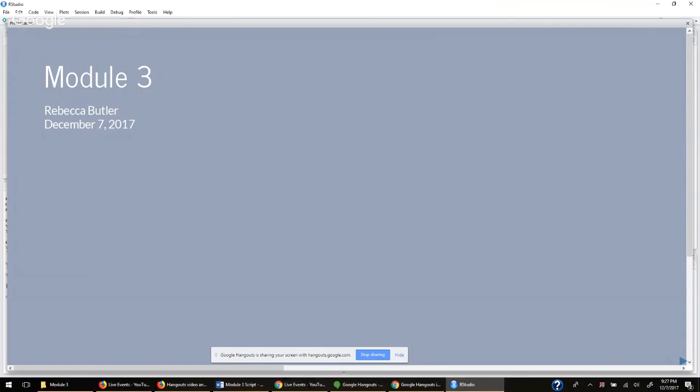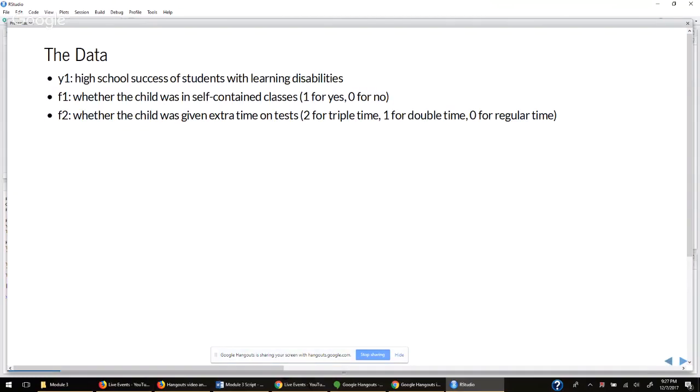To give you a quick idea of what the data they gave me was, they were trying to predict success of students with learning disabilities in high school from two factors: one, whether the child was in self-contained classes, and two, whether the child was given extra time on tests. The factor of self-contained classes had two levels, yes or no, 1 and 0. And then the extra time on tests had 3 levels: no extra time, an extra 1 times the original amount, so double, or an extra 2 times the original amount, so triple, and those were 0, 1, and 2.